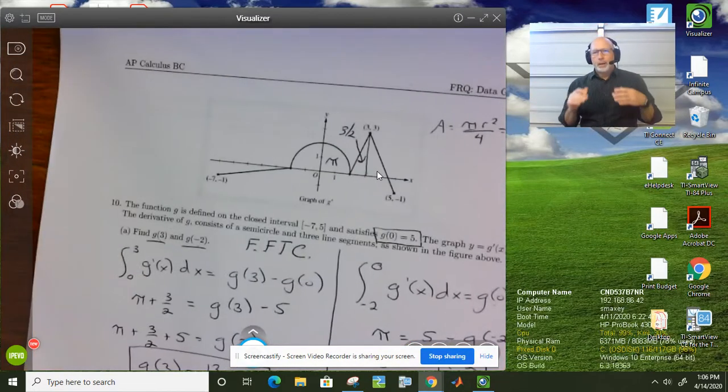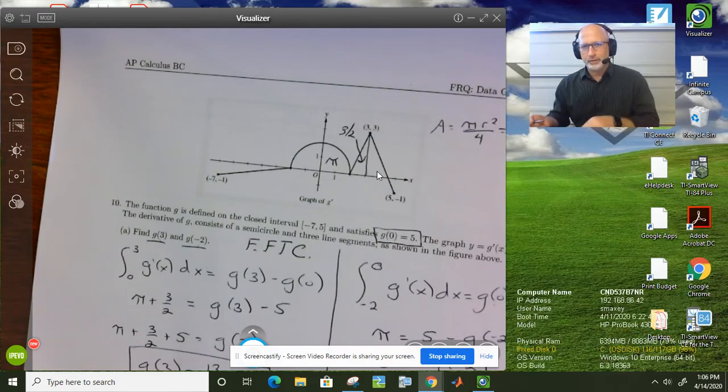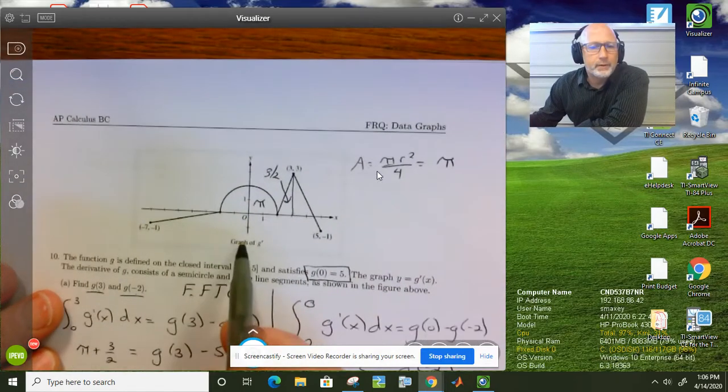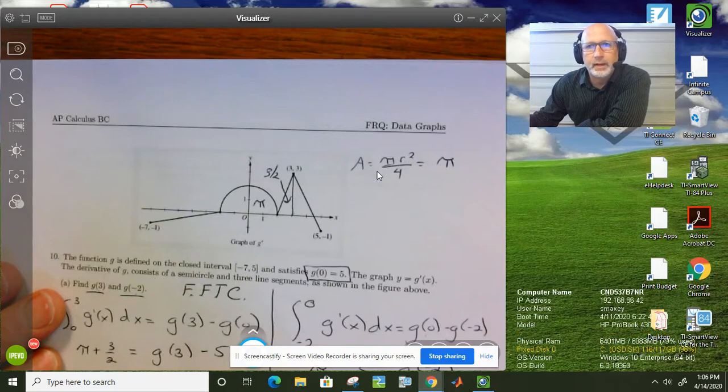Once again, I'm looking for where it switches concavities, where the second derivative goes from negative to positive or positive to negative. The second derivative is the derivative of the first derivative. This is the first derivative right here. So the second derivative is just simply going to be represented by the slope of the tangent line.